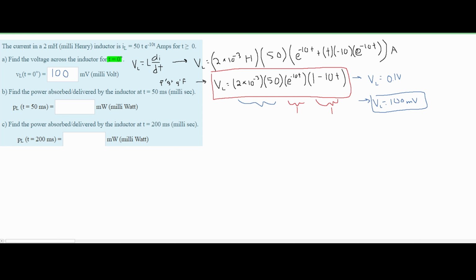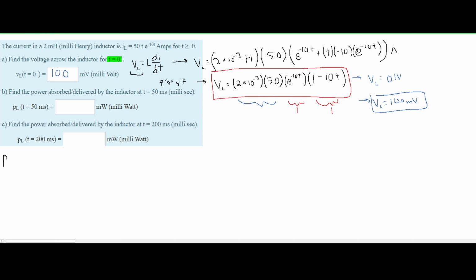Next, we're asked to find the power absorbed or delivered by the inductor at t equal to 50 milliseconds. We're going to do the same thing for C, just at 200 milliseconds. Now, there is a power formula, and it's derived from voltage times current. However, we already found voltage, so we should just use this and multiply it by our current to get our power formula instead of rederiving everything. Because in using the derived power formula, we have to take the integral, and it would be kind of messy for this problem.